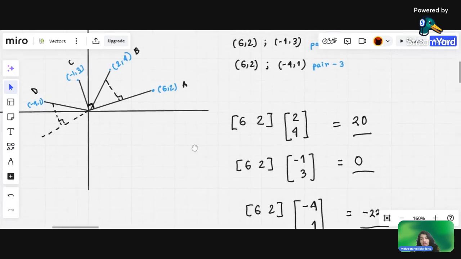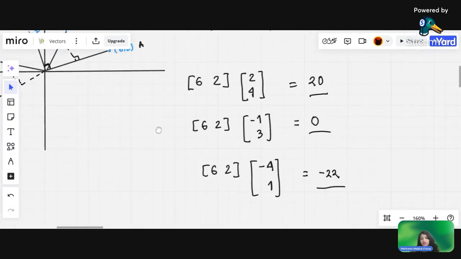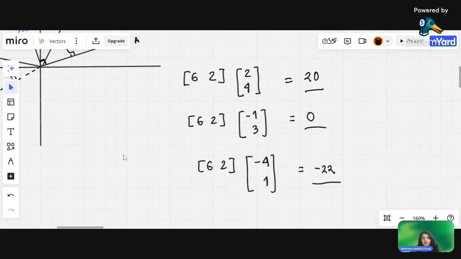And on the third pair of vectors, we can see that we had to extend this 6 comma 2 vector and write the projection here like this. So it is giving the projection on the negative side. For that reason, we are getting the negative value.